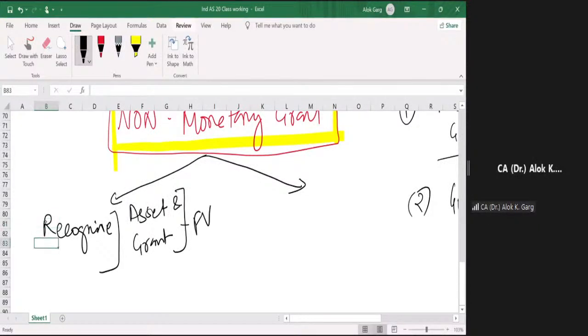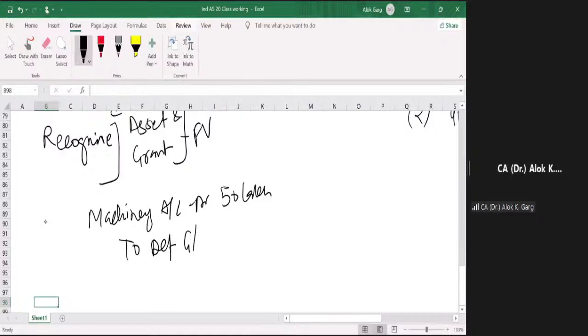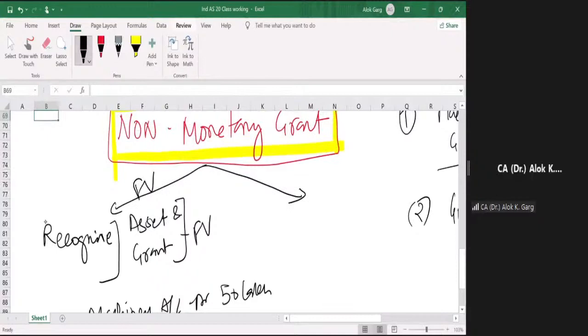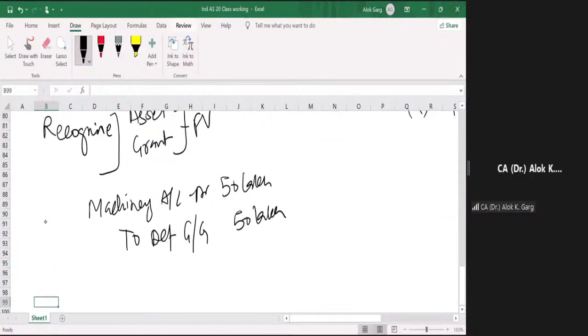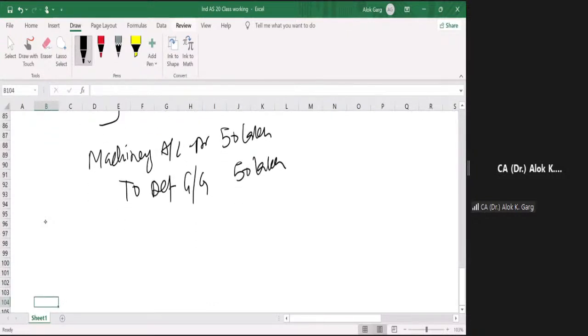In this case, what will be the accounting entry? Machinery account debit. Bank will not be debited, guys. Machinery will be debited because the entity is not receiving money, to deferred government grant 50 lakh. So what we have done, we have recognized machinery and government grant at fair value. So the first concept is fair value. And how will this machinery and government grant be knocked off in the books of accounts?